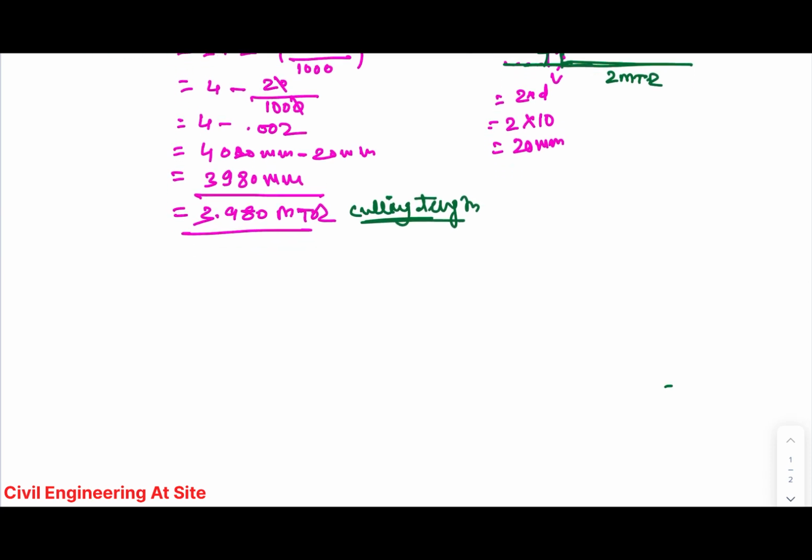If I have shaped this one at 45 degree, this is 2 meter and this will be 2 meter. Why am I taking 2 meter? Because I am calculating roughly. I don't have a calculator, so it is easy for me to calculate. So I will find the cutting length.